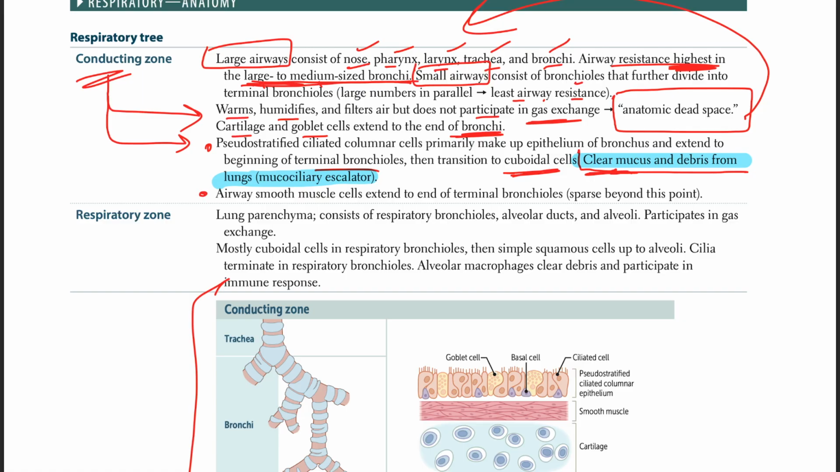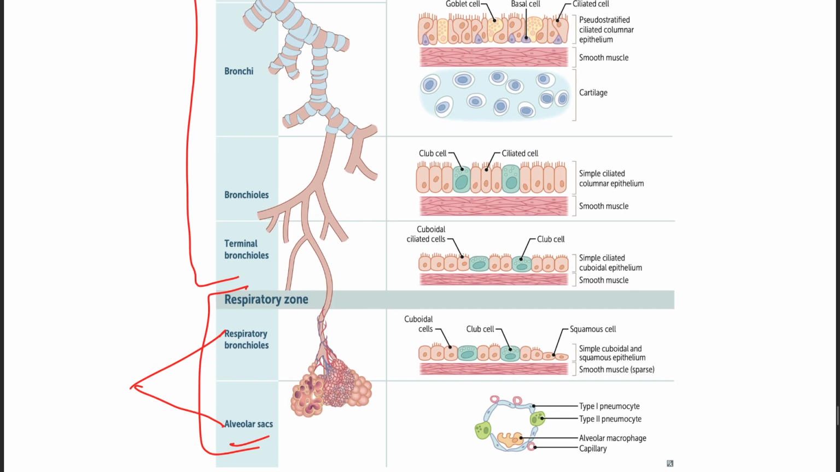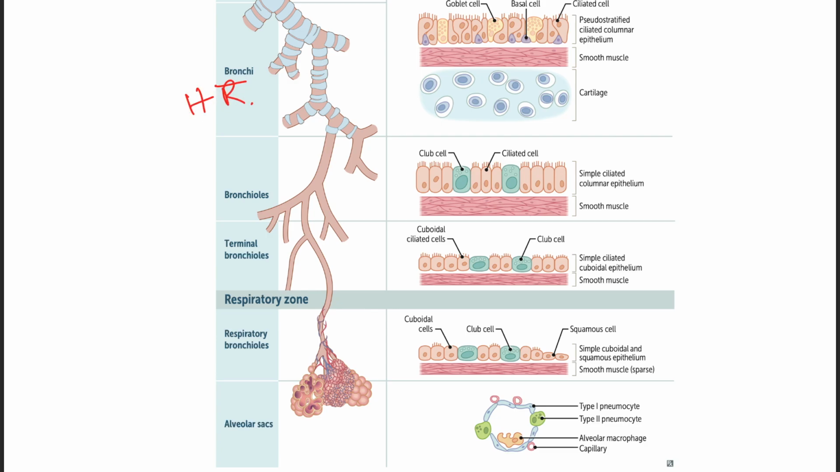Now, airway smooth muscle cells extend to the terminal bronchioles, sparse beyond this point. So a lot of questions are going to come through this. Let's just take a look at this image and figure out what they are doing. So we said the bronchi have the highest resistance. Just write HR there, highest resistance. So the goblet cells, they will finish by this time. They're not in the terminal bronchioles. The goblet cells are going to be there, and that's it. Not after this. In terminal bronchioles, you will start seeing club cells.